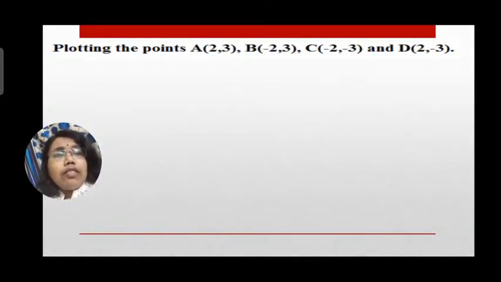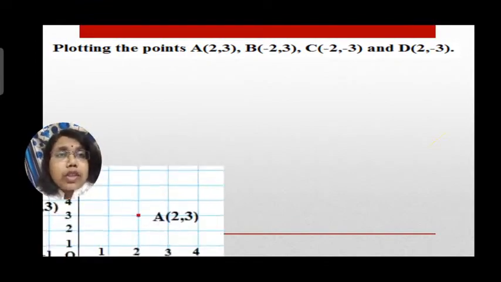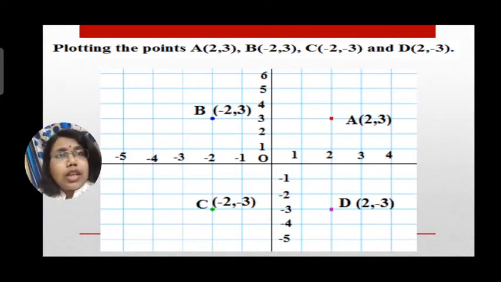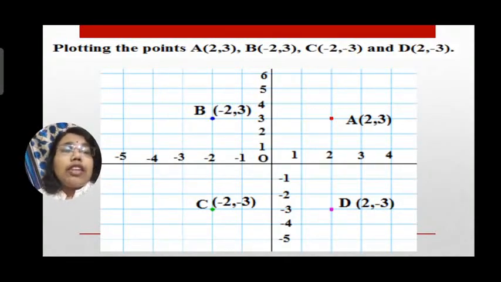Now here we have to plot these 4 points, point A, B, C and D. Point A, both are positive, so it lies in the first quadrant. Point B, you could see the first, that is the x coordinate, to be negative and the y coordinate to be positive. Therefore, it lies in the second quadrant. And point C, you could see both the points to be negative, therefore third quadrant. And point D, the first coordinate, that is the x coordinate, is positive and the second coordinate, that is the y coordinate, is negative, therefore it lies in the fourth quadrant.